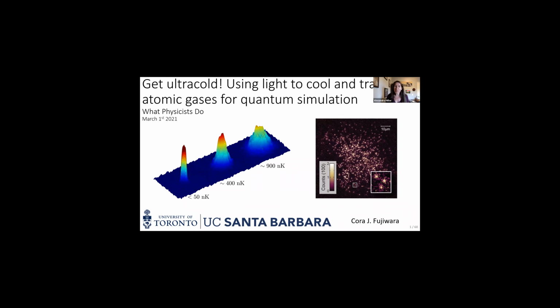Cora Fujiwara was born in Southern California, like many of our students. She then got her bachelor's degree in physics from Berkeley before heading down to Santa Barbara, where she attended UC Santa Barbara for her PhD. She's now a postdoctoral fellow at the University of Toronto, up in Canada. Today she'll be telling us about her work studying ultra-cold atoms, including how to get ultra-cold.